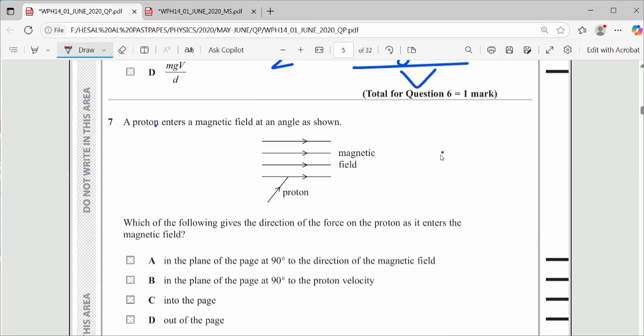A proton enters a magnetic field at an angle as shown. Here you can see that. Which of the following gives the direction of the force on the proton as it enters the magnetic field? First of all, I again resolve it, one way here, one way here. What about this? Is this showing any kind of effect?